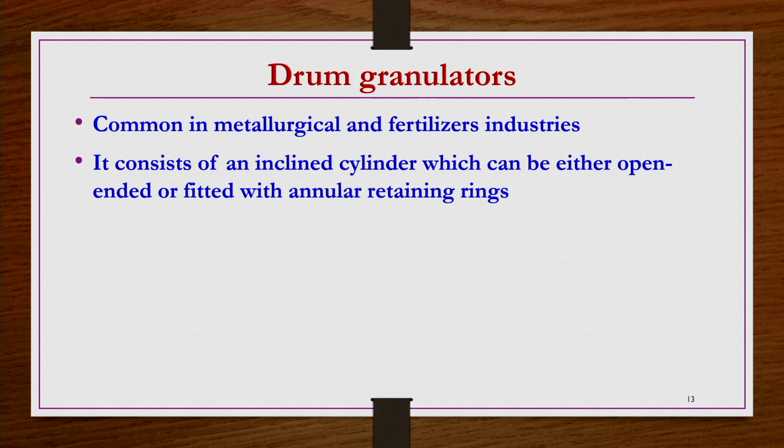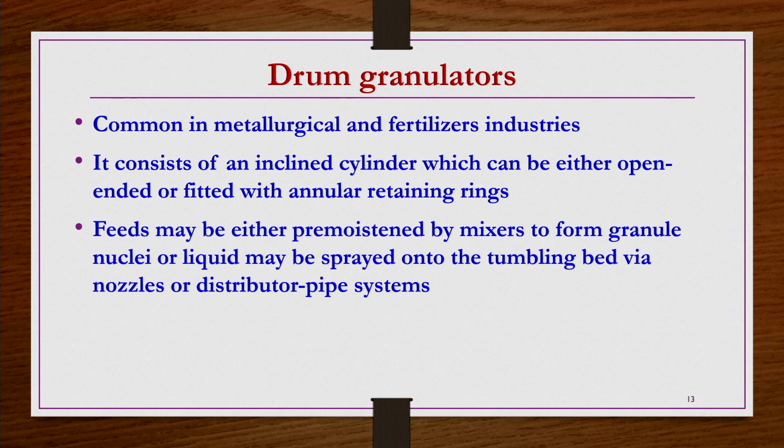It consists of an inclined cylinder which can be either open ended or fitted with annular retaining rings. Different rings are possible; we will be seeing that schematic. That will enhance the degree of granulation in general. Feeds may be either pre-moistened or pre-mixed with the binding material, by which we are going to form the granule nuclei, or liquid may be sprayed onto the tumbling bed via nozzles or a distributor pipe system.